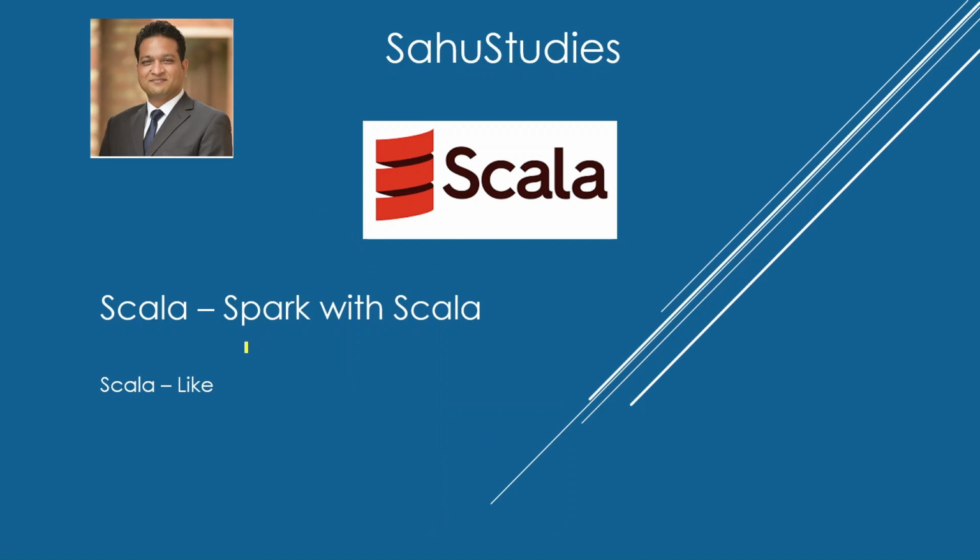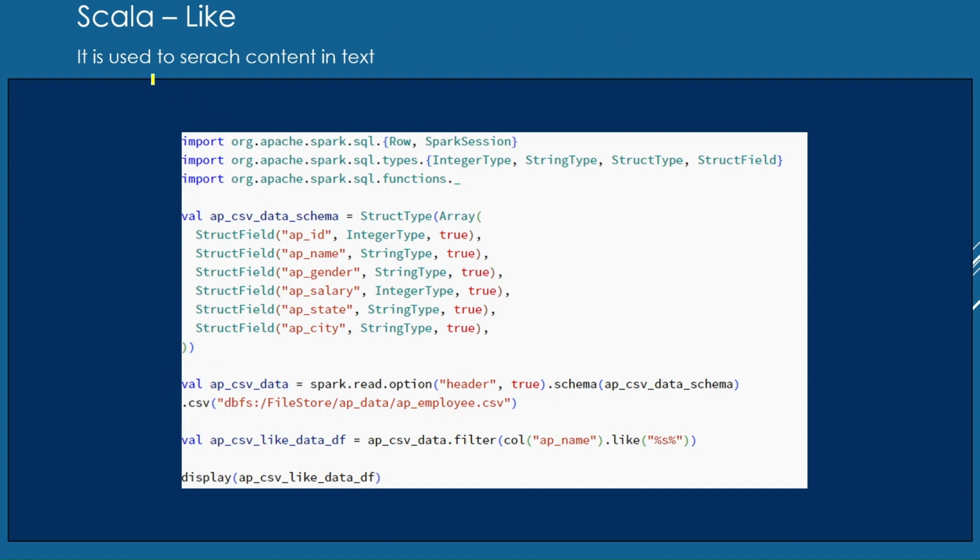In this video, I am going to discuss the like operator in Scala. So, why do we generally use the like operator? It is used to search content in a text. What does it mean? It means that with the help of a like function, we search for a certain kind of content in a text.